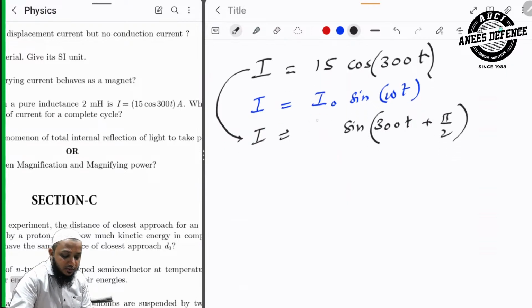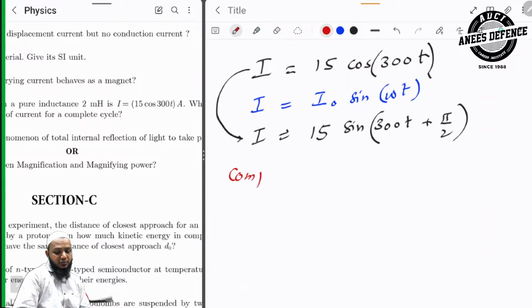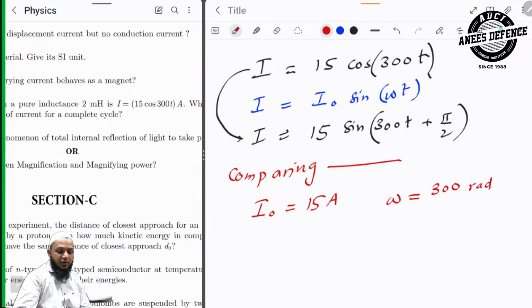Sorry, this is 15, no? 15. Can I compare the equations? Comparing it with the standard equation, I naught will be equal to 15, and the unit will be ampere. And what is omega? Omega will be equal to 300. Radian per second is the unit, right?